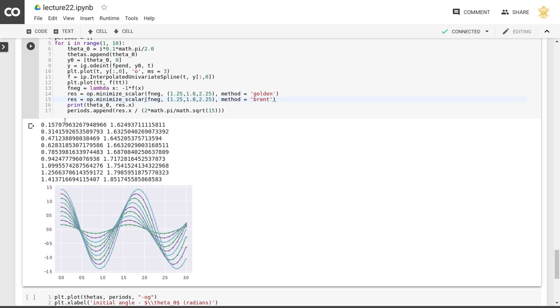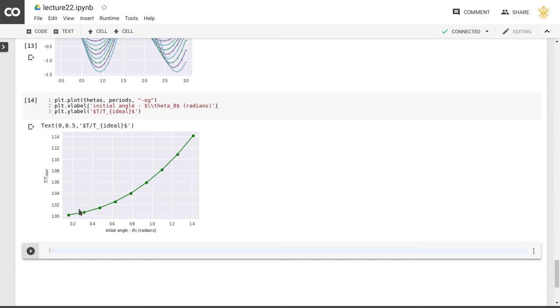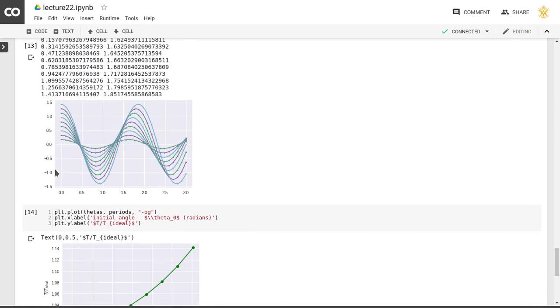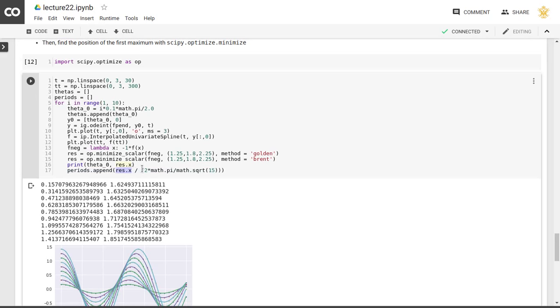And then we'll print the value for theta 0 at which we start here in radians, and the resulting value for the minimum. And as you can see, this indeed increases as we start to go to higher values of initial angle from 1.62 all the way to 1.85. And then finally, what we can do is we can plot this. So we plot the initial values of theta, the initial angle theta 0, and the ratio of the period over the ideal period, which we've saved here in our previous cell as the ratio of our result over the exact value that we obtained for an approximate differential equation when we approximate the sine of theta with theta.